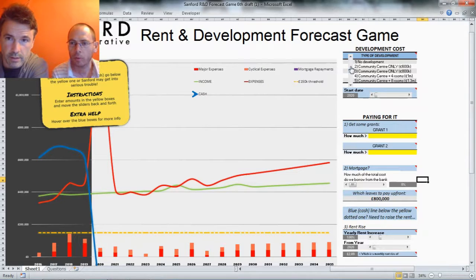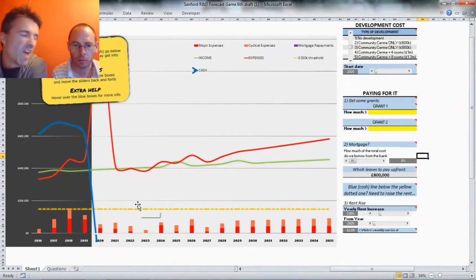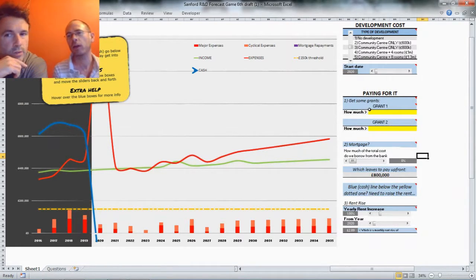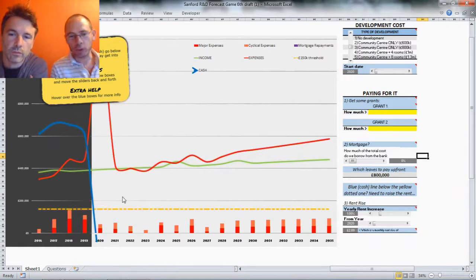So when I'm moving these, the lines are changing over here, right? Yes, that is the type of development that you have, with a very rough estimate of the expenses. So this says we're running out of money straight away. We can't afford anything with the current settings to pay for it. You could put in grants, ask for a mortgage, or increase the rent. That's all the stuff under the line for paying for it. If we don't have any grants or mortgages, we can't afford it.